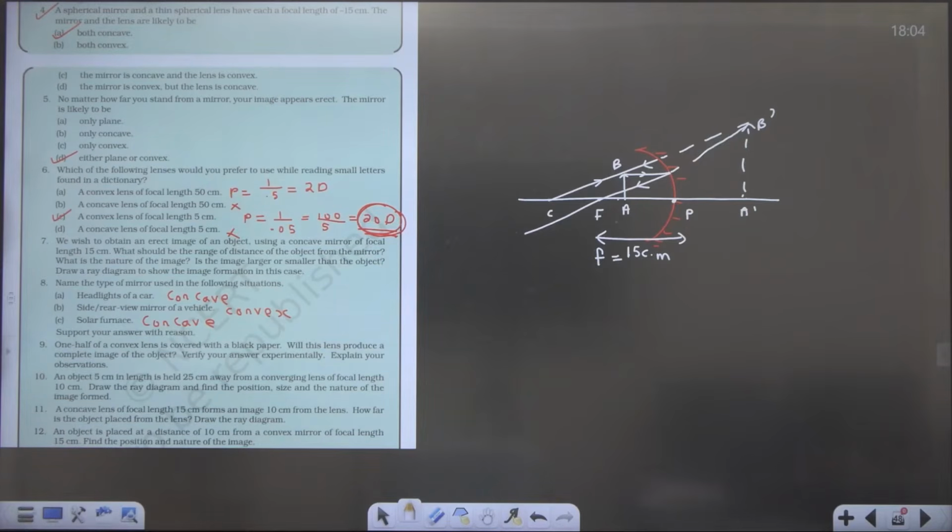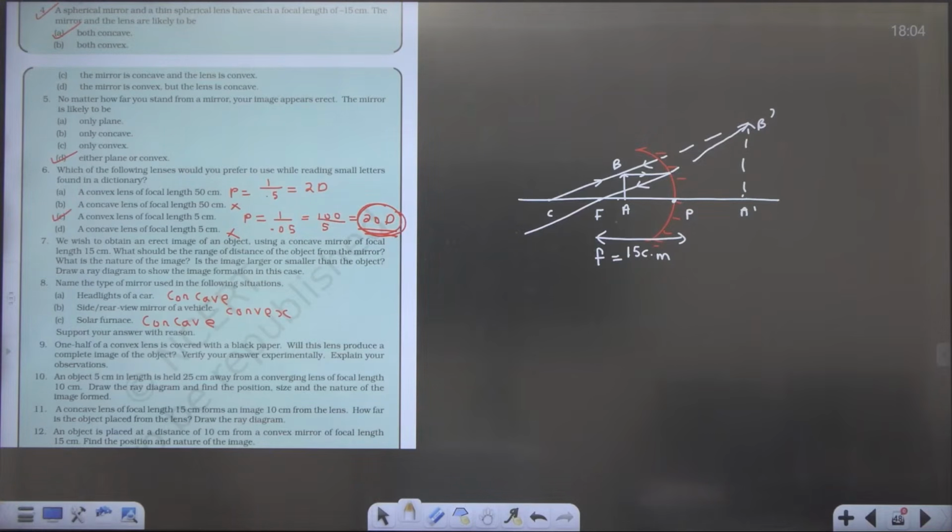What should be the range of distances of the object from the mirror? The object distance should be lesser than 15 centimeter from the mirror, because to get an erect virtual image, we have to place the object between the principal focus and the pole.